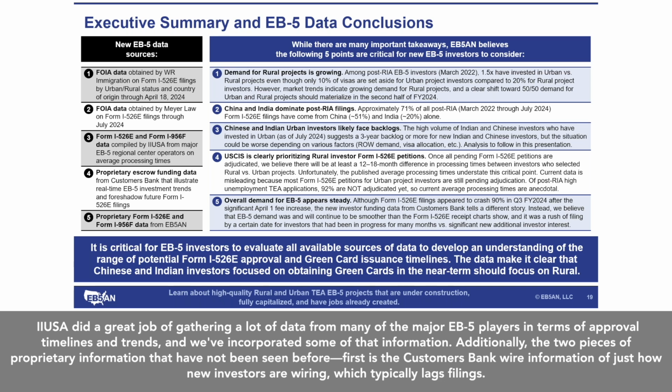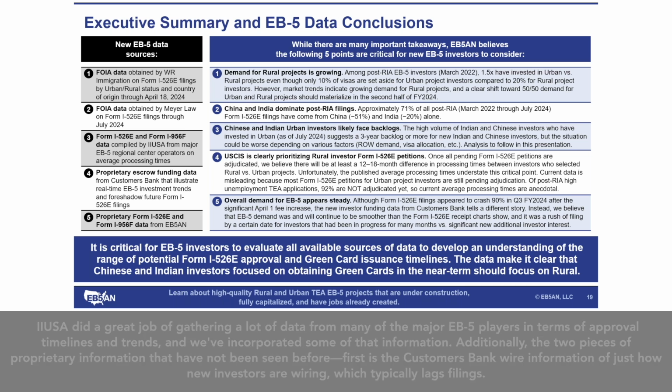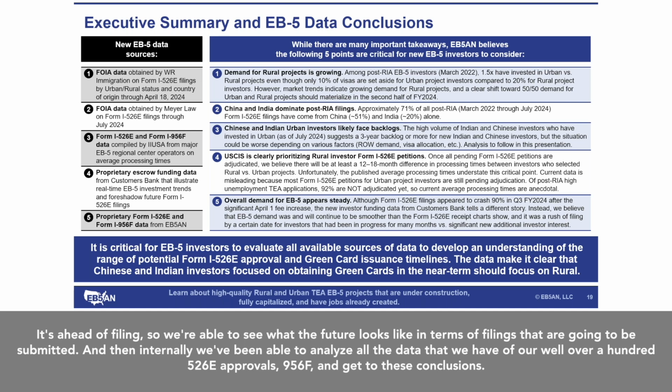Additionally, the two pieces of proprietary information that have not been seen before. First is the Customers Bank wire information of just how new investors are wiring, which typically lags filings. So we're able to see it's ahead of filing, so we're able to see what the future looks like in terms of filings that are going to be submitted. And then internally, we've been able to analyze all the data that we have of our well over 100 I-526E approvals, 956F, and get to these conclusions.